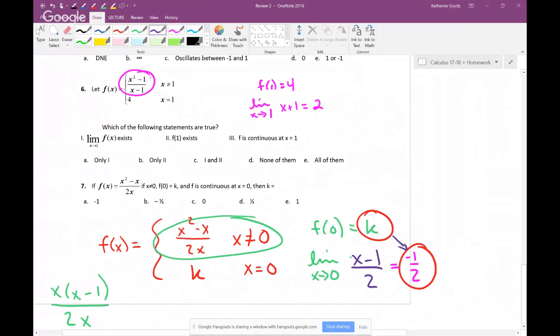Right, and then the third thing says to be continuous. Oh, to be continuous, they have to equal each other. They have to equal each other. Okay, so it's just b. Okay. Whoa. Wait, they don't equal. Right, but Roman numeral 1 says, does the limit exist? Okay, yeah. Roman numeral 2 says, does f of 1 exist? Oh, it's 1 and 2. Okay. And then 3 is continuous.